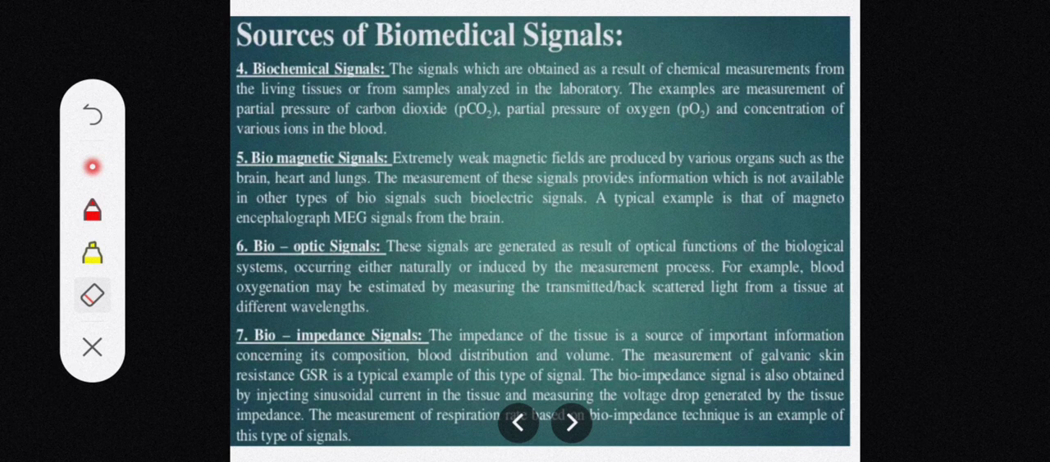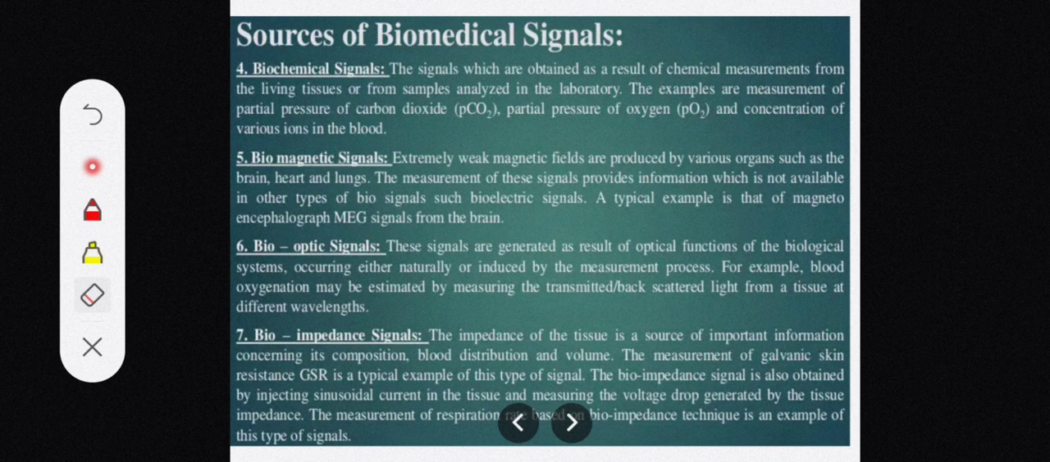A typical example is the magnetoencephalograph signal from the brain. As I've told you, there are various organs that produce magnetic signals inside our body. Examples of those organs are the brain, heart, and lungs. These are the organs that produce magnetic signals, and a typical example of a biomagnetic signal is the magnetoencephalograph signal.